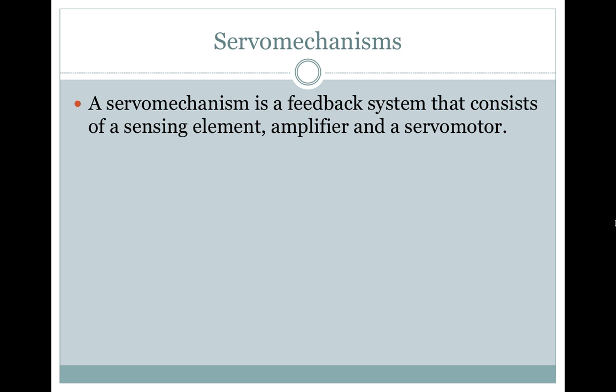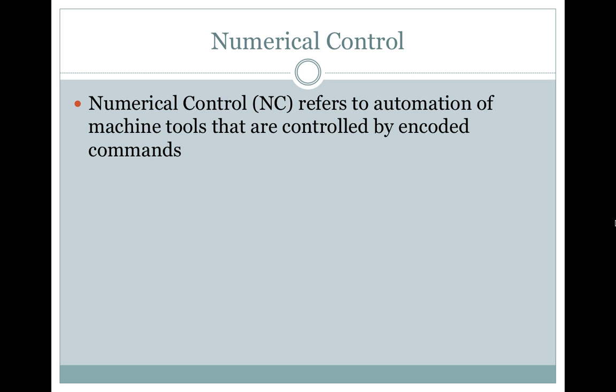Servo mechanisms. A servo mechanism is a feedback system that consists of a sensing element, amplifier, and a servo motor. Numerical control. Numerical control refers to the automation of machine tools that are controlled by encoded commands.